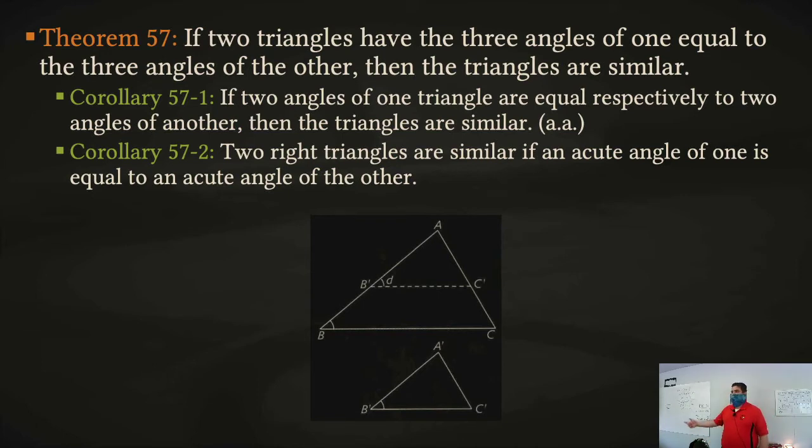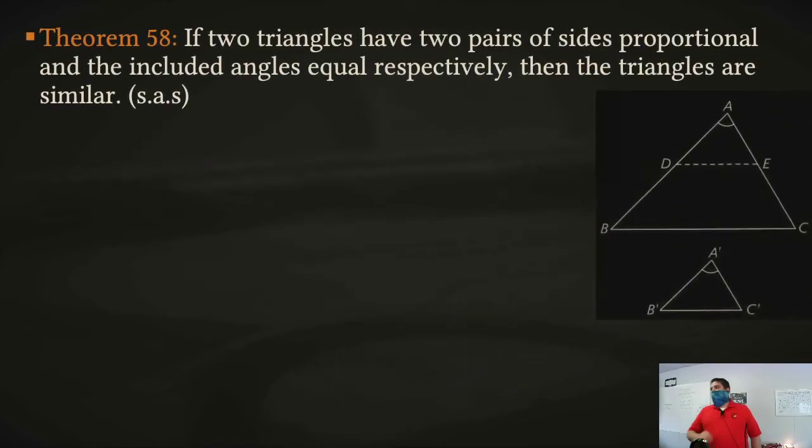So those have to be equal because all right angles are equal. All right, moving on. Theorem 58: If two triangles have two pairs of sides proportional and the included angles equal respectively, then the triangles are similar. Again, notice lowercase SAS, because it's not congruent. Congruency uses uppercase, lowercase is similarity.